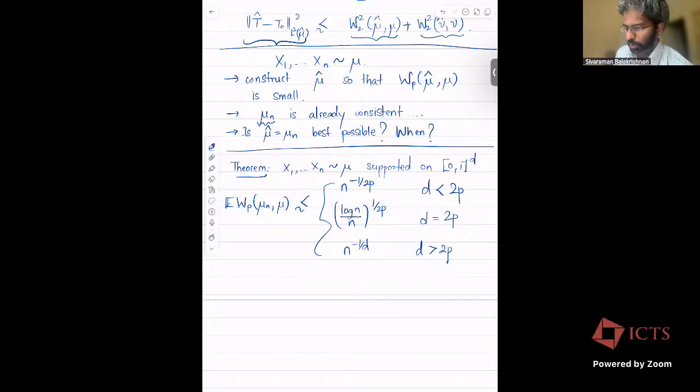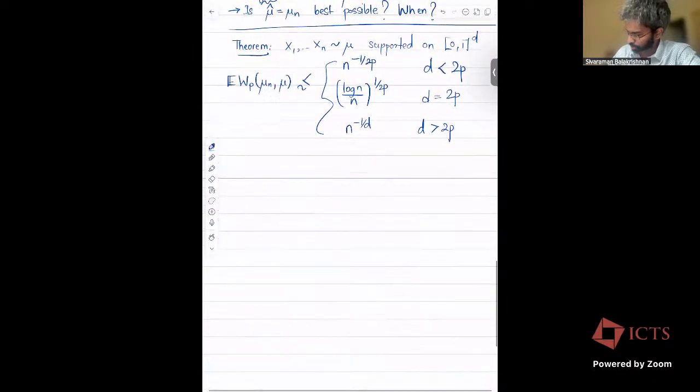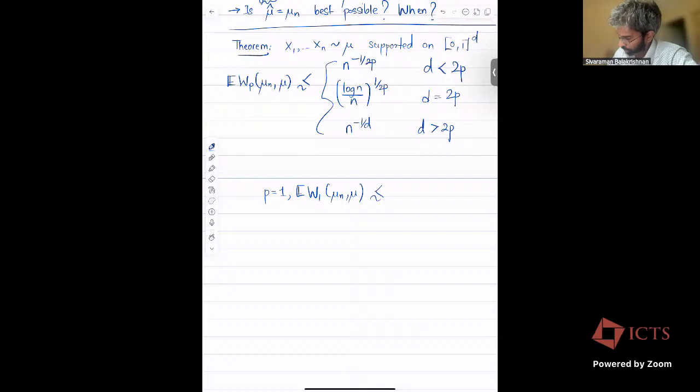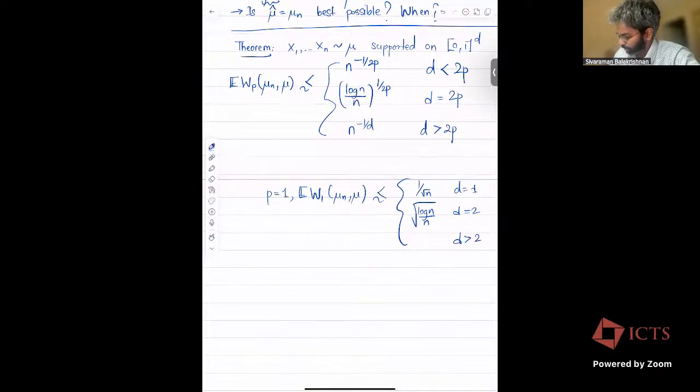Okay, so maybe just to get some insight into what's going on, you should think about the case when p equals 1. This is the case that we'll work on mostly today. So this is the W1 distance between mu_n and mu. The theorem just says that in one dimension, you get 1 over root n rates when d is 1. When d is 2, you get something that is just slightly worse than root n. And then when d is bigger than 2, you get n to the minus 1 over d rates.